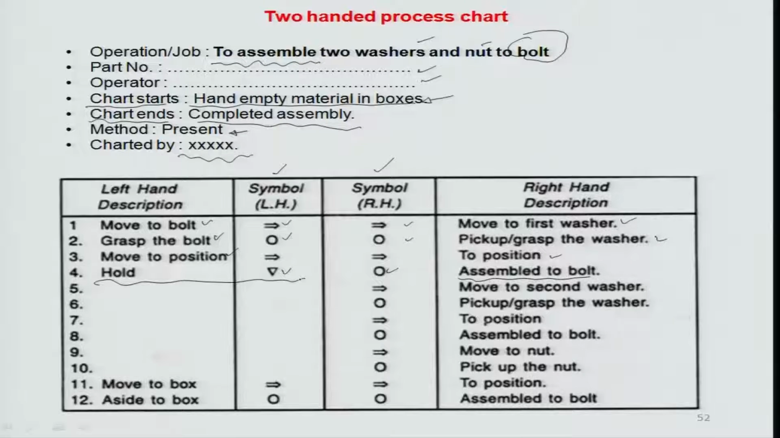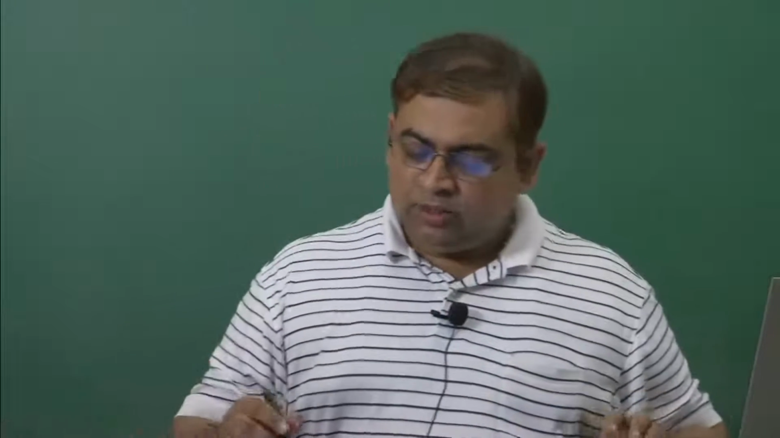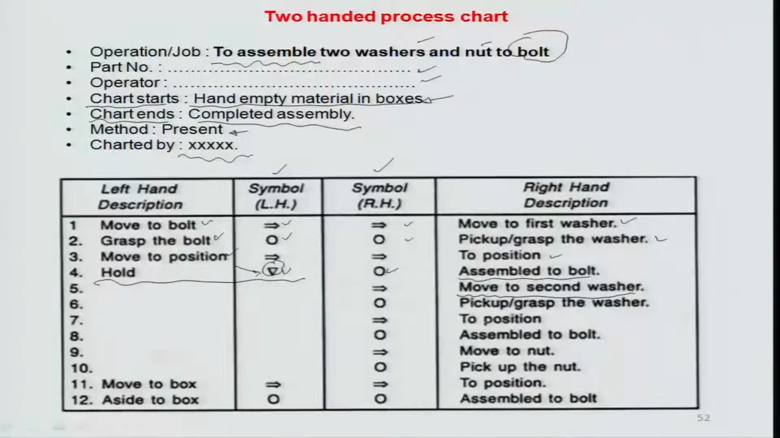So, now your right hand is the only one moving and the left is not moving. So, this is a temporary delay, a permanent delay which is being done unless you have assembled the washer and assembled the bolt. Okay. So, then you move the right hand again to the second washer, pick up, grasp the washer, come back to the position, assemble to the bolt, move to the nut again, pick up the nut, again to the position and assemble to the bolt, and you are basically representing this in terms of transportation and operation.